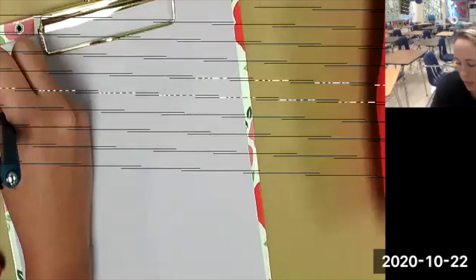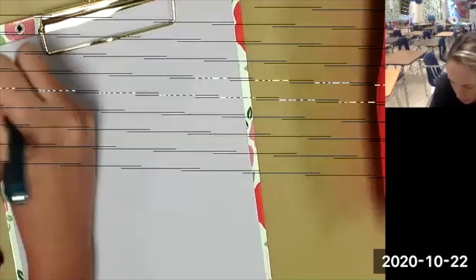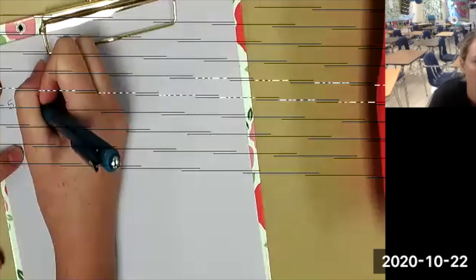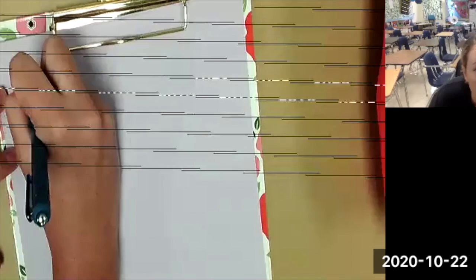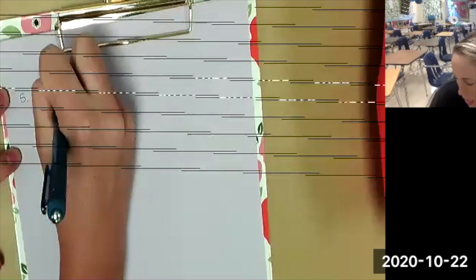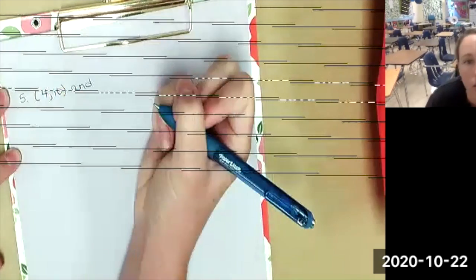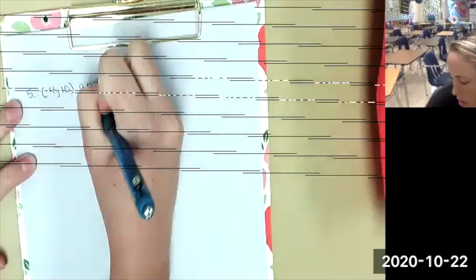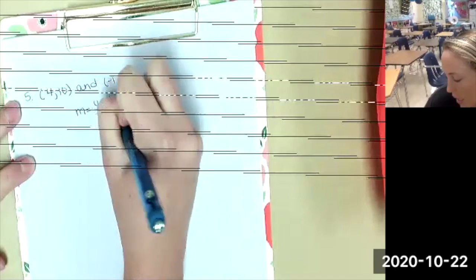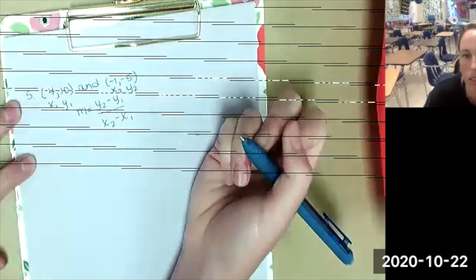Okay, so we're given 2 points again. What number is this? 5. So we're given 2 points: 4, 10, and -1, -5. So step 1, solve for the slope. So slope is y2 minus y1 over x2 minus x1. So let's label our x1 and y1, and x2 and y2. And then let's plug them in.